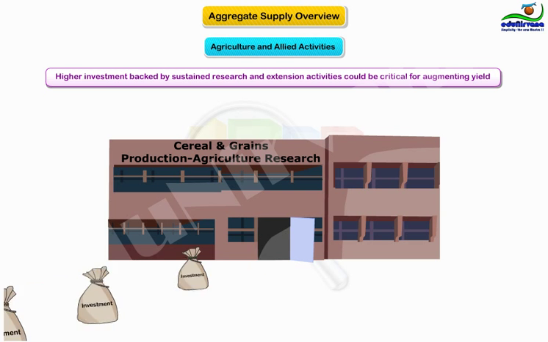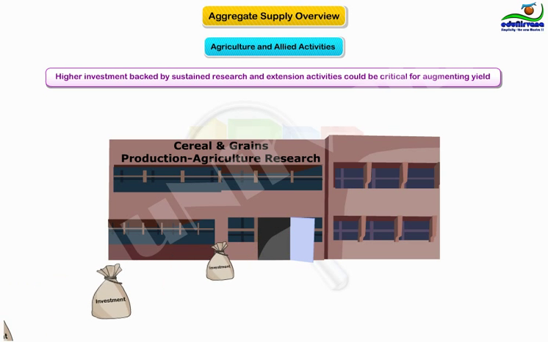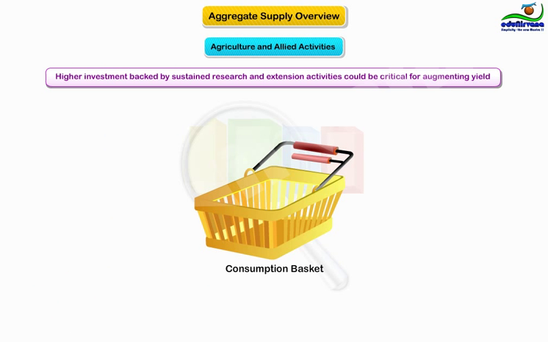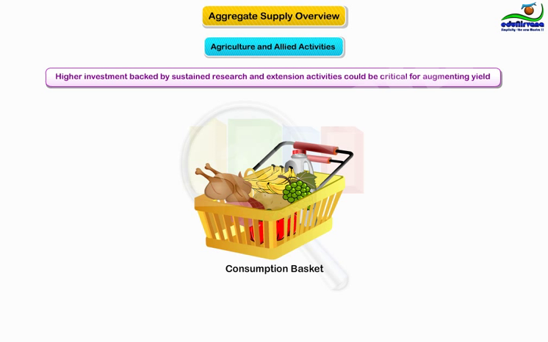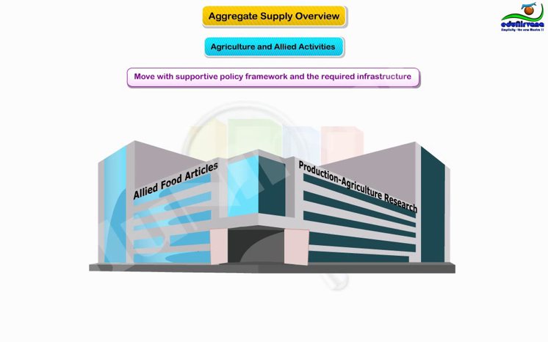Higher investment backed by sustained research and extension activities could be critical for augmenting yield. Moreover, the consumption basket is getting diversified more in favor of allied products like milk, vegetables, fruits, meat, poultry, fish, etc., which are important from the nutritional angle. Hence, it is also equally important to gradually move away from the cereal-centric policy towards these items with a supportive policy framework and the required infrastructure.